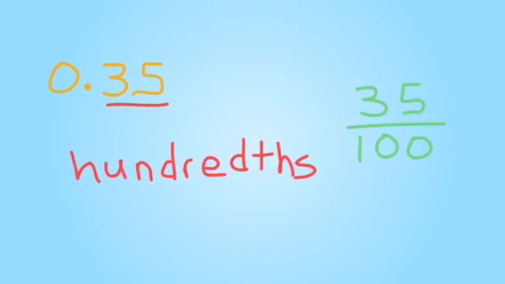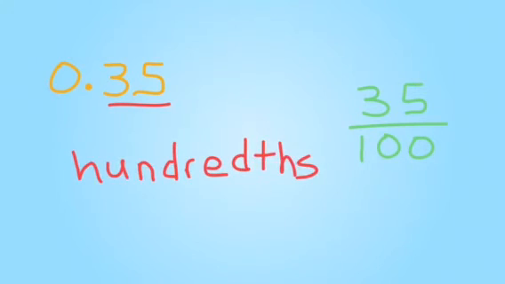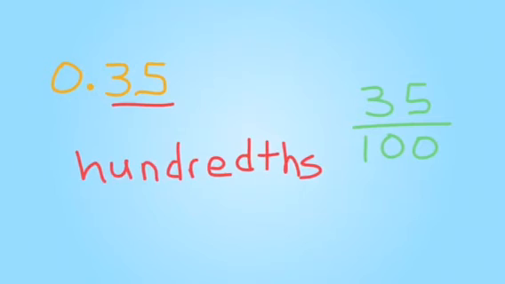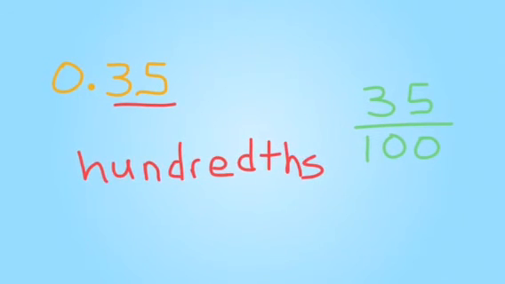And we'd say this number as 35 hundredths. If you can say that mathematically, then you can write it, which is what I have in my fraction there. It says 35 hundredths, 35 over 100.